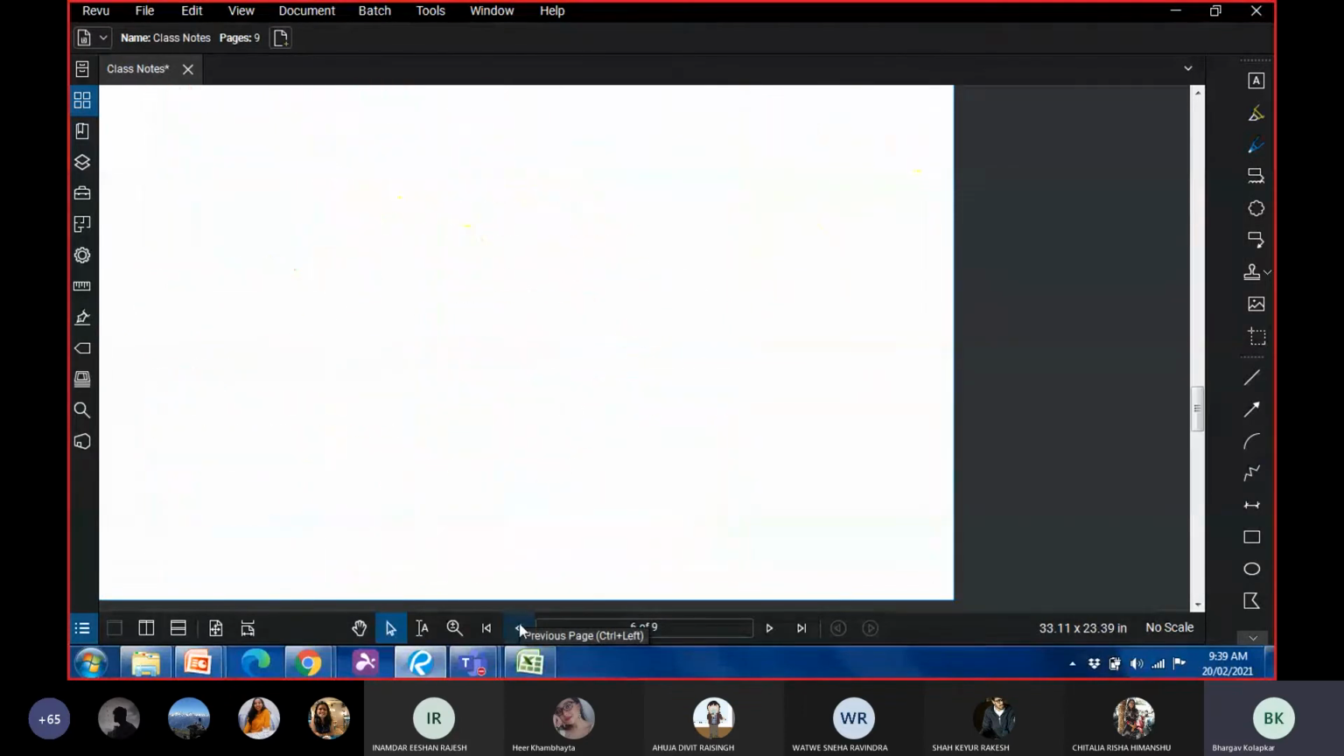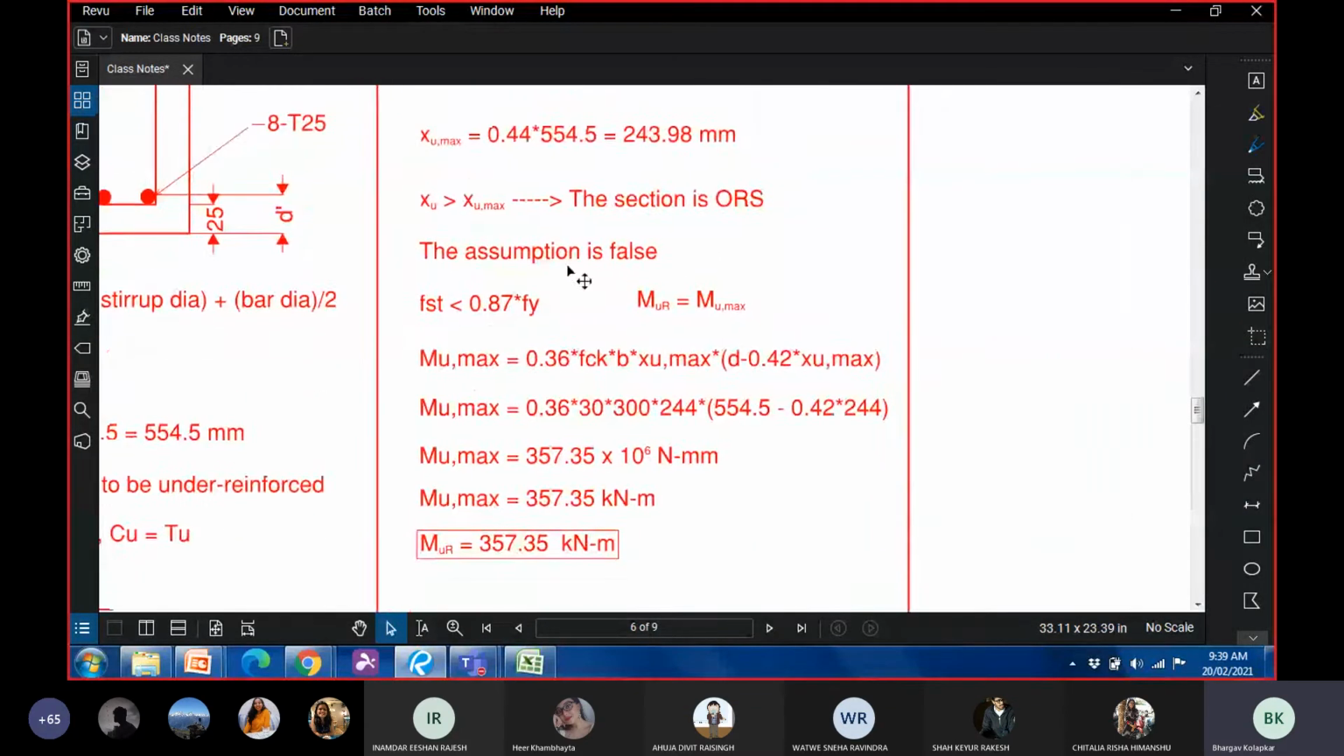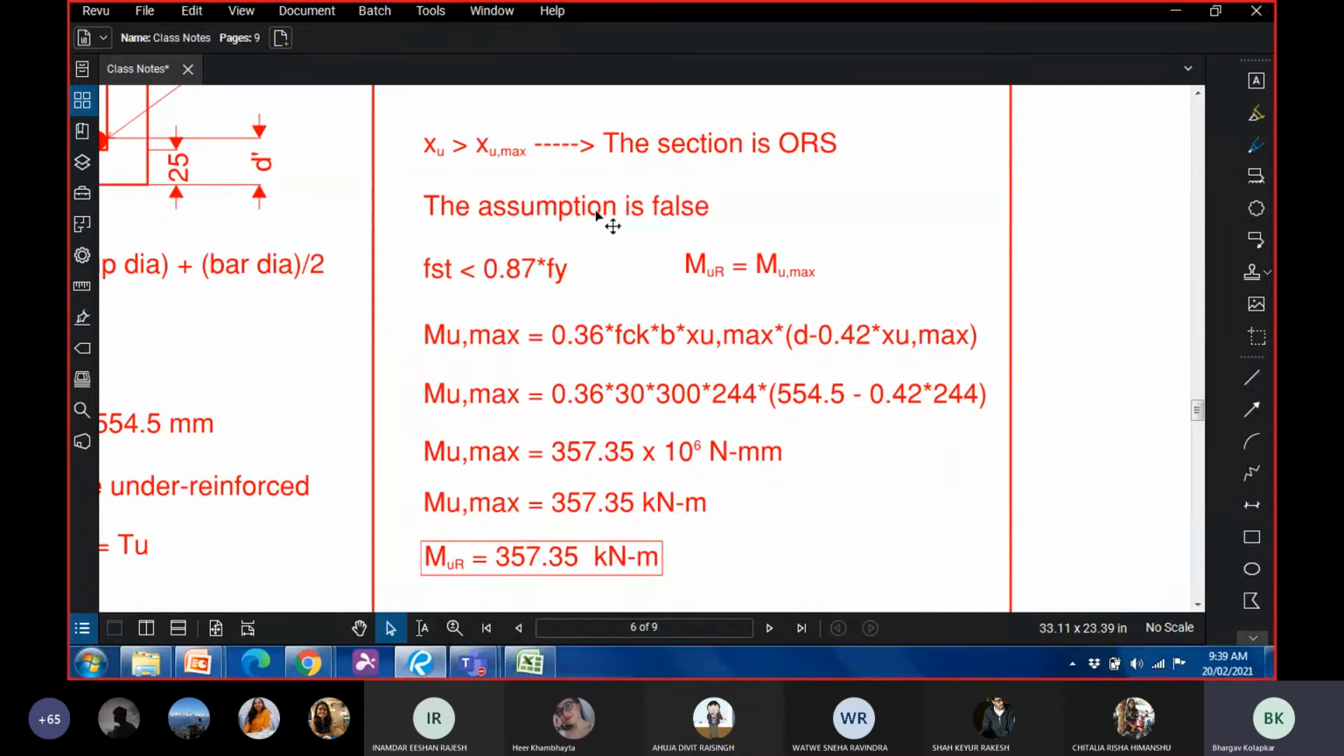If I go back to that problem wherein we were stuck, the assumption was false. FST was less than 0.87 Fy, and then we wrote a statement that since FST is less than 0.87 Fy, this is an over-reinforced section. Okay, here the section is not over-reinforced. But since we cannot find out what is the stress in the steel in compression, this does not give us a closed form solution. And hence, this is an iterative process.